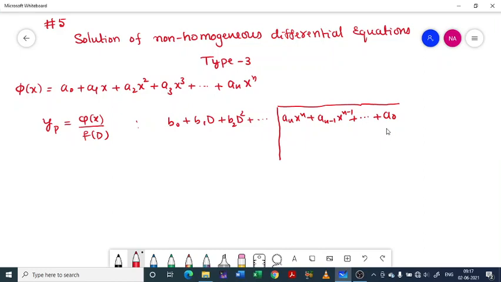a0 plus a1x plus a2x square plus a3x cube plus and so on, an x power n. This is phi of x. As usual, yp will be phi of x divided by f of D. We have to divide the polynomial phi of x by the polynomial D. So that is the way of finding yp. Division of polynomials.